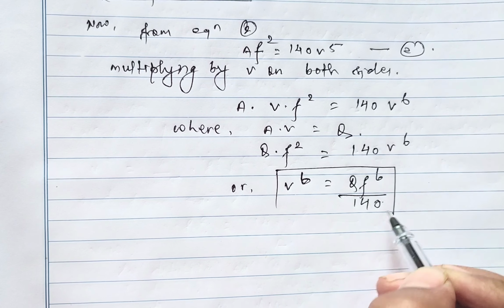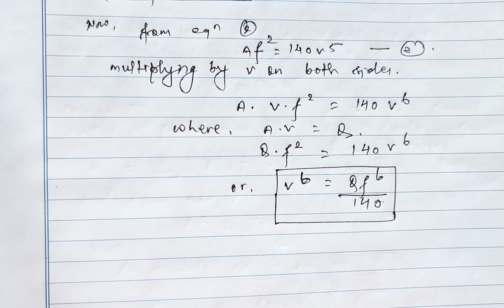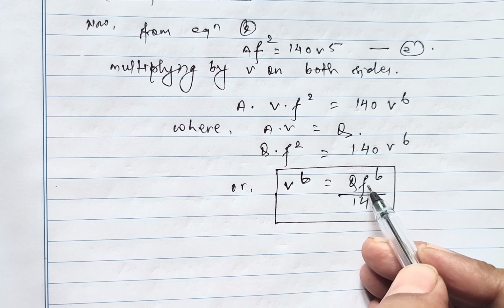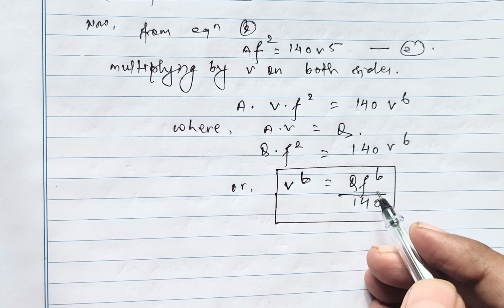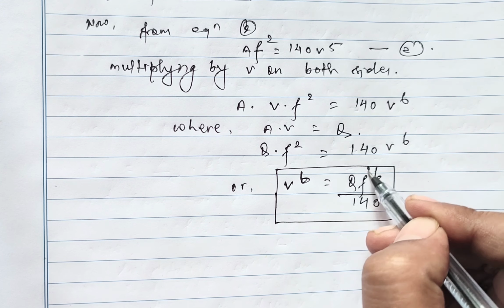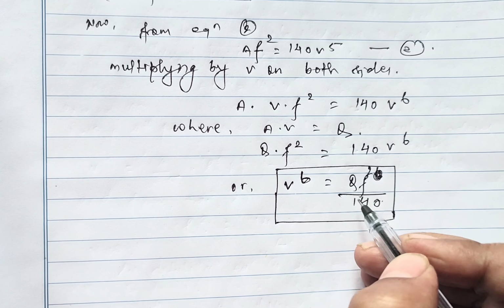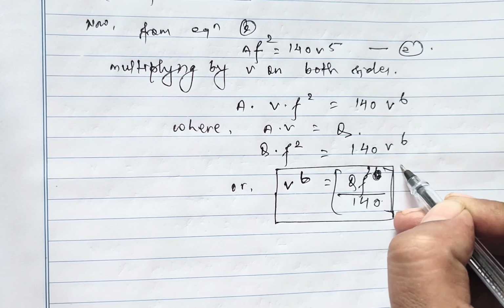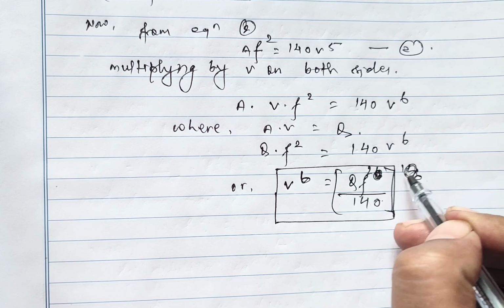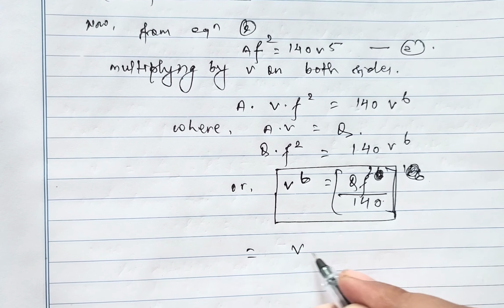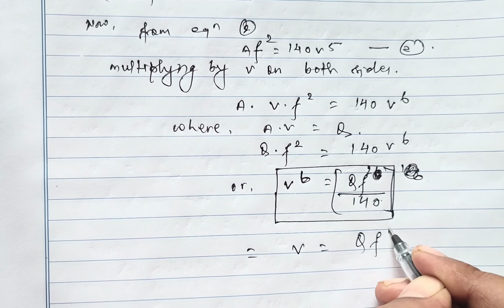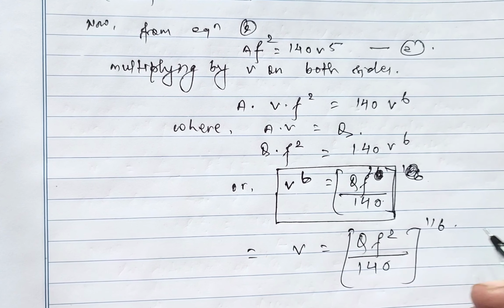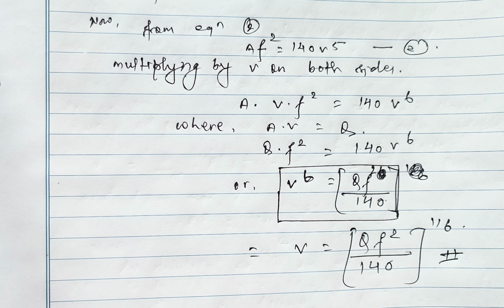which is the final expression for the VQF relationship. P power 6 equals Q F square divided by 140, or this can be expressed as P equals Q F square divided by 140, to the power of 1 by 6. So for this time we end the video up to this much.